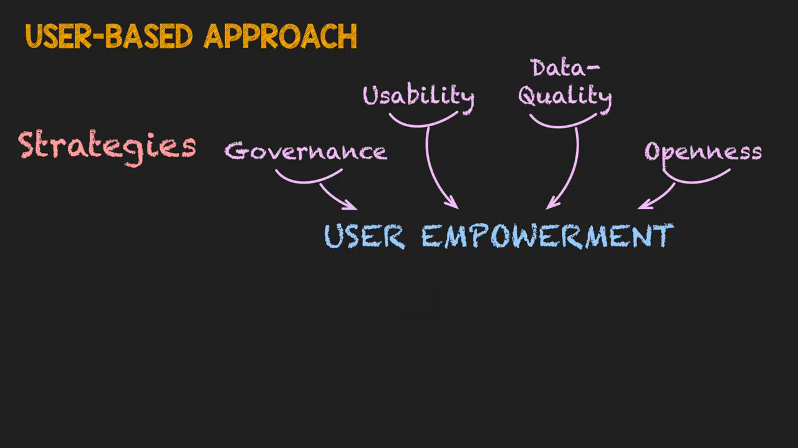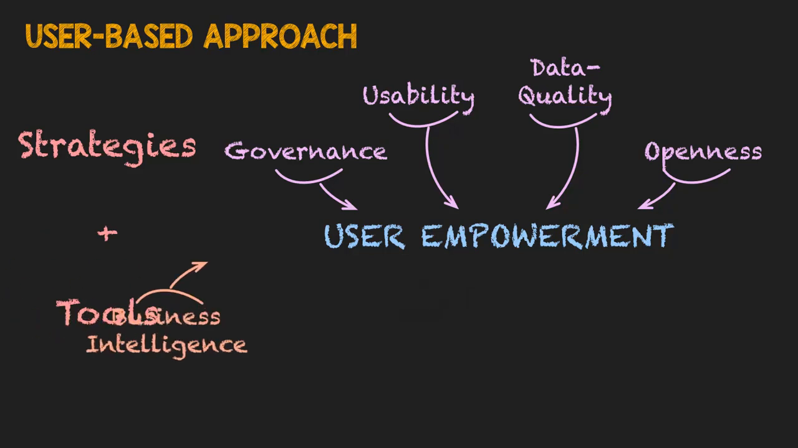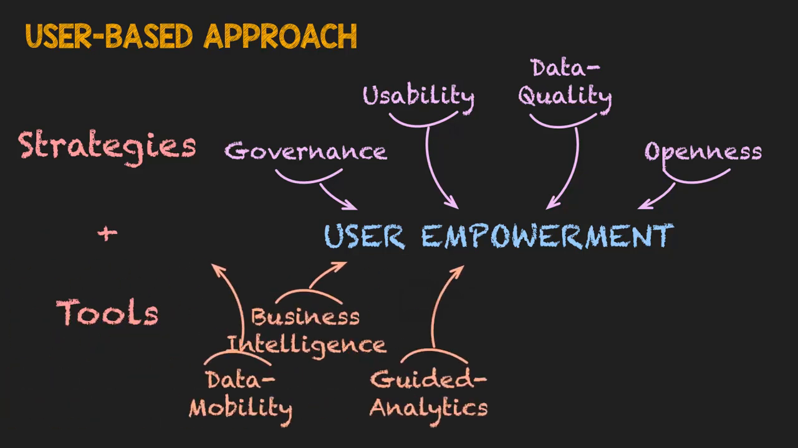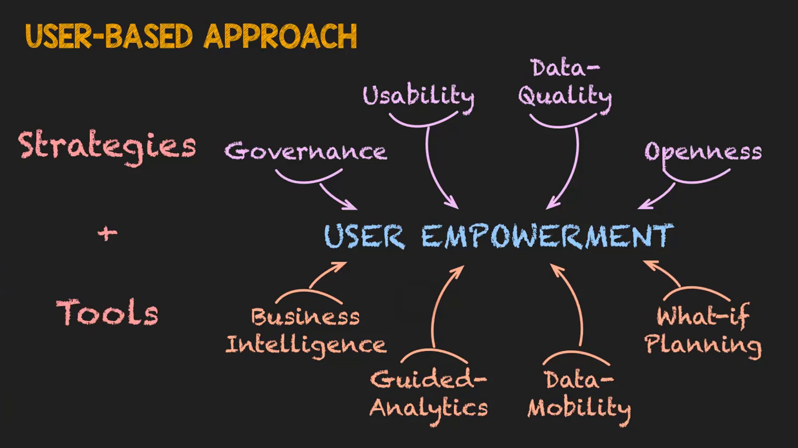Now, based on these strategies, we have developed 4 different sets of tools. First off, we have tools based on business intelligence principles that we have applied in the social development context. We use guided analytics to guide the user to what information he needs and to guide him in the understanding of what the data is actually showing. Data mobility means that you can take the information with you. You don't need to be in your office. You don't need to be at your computer to be able to work with the system. And what if planning is basically scenario planning. You can see what happens if a decision is made, how that will reflect on the results or the investment that you need to make.